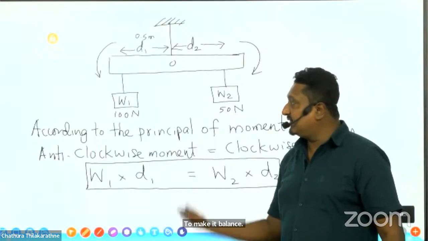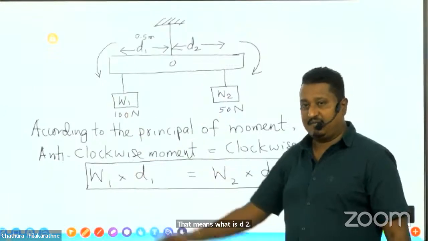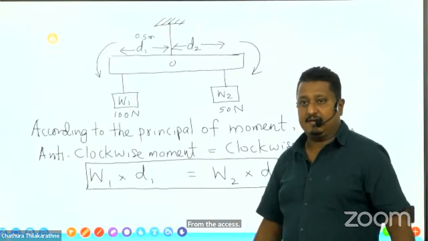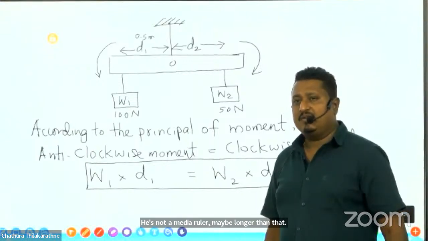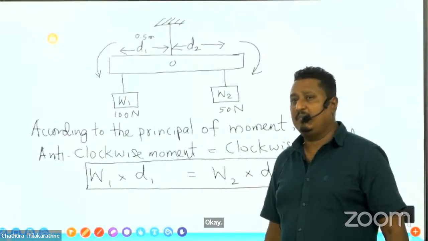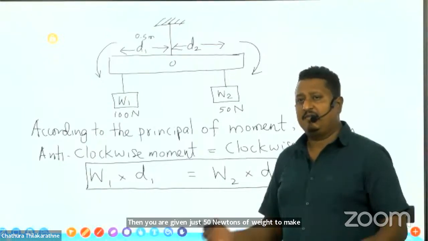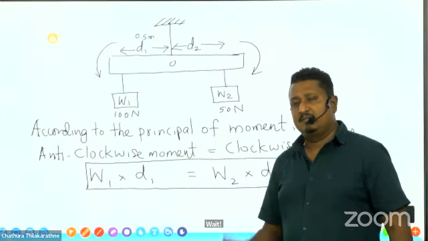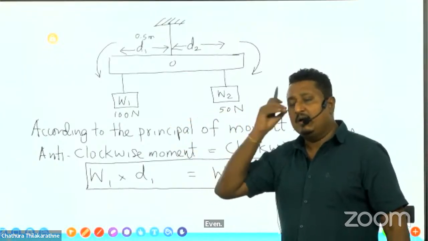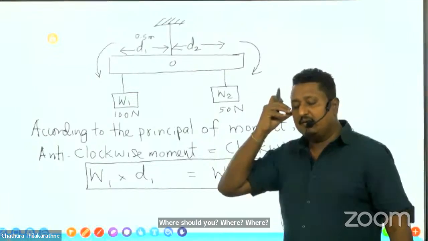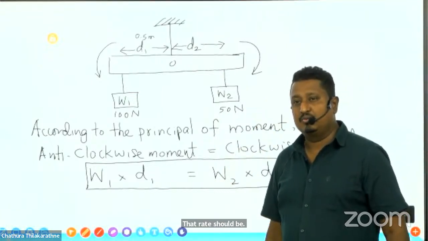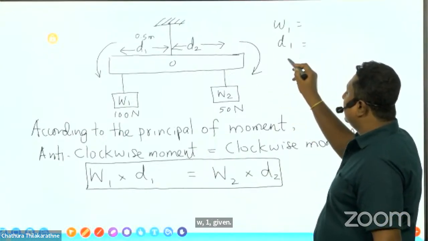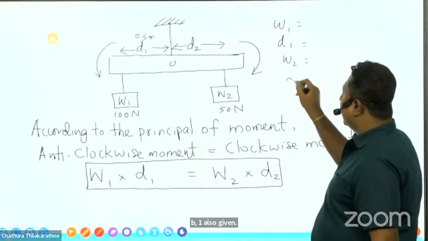100 newtons of weight is hung from one side, 0.5 meters away from the axis. It is not a meter ruler, maybe longer than that. Then you are given just 50 newtons of weight to make this rod balance, half of the weight given. Where should that weight be hung? Find D2. W1 is given, D1 is given, W2 is given, find D2.